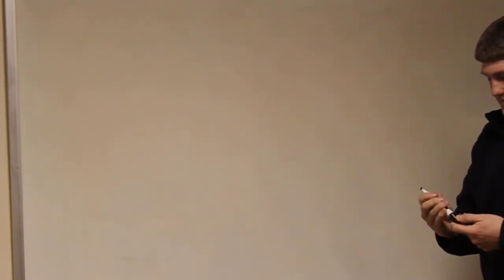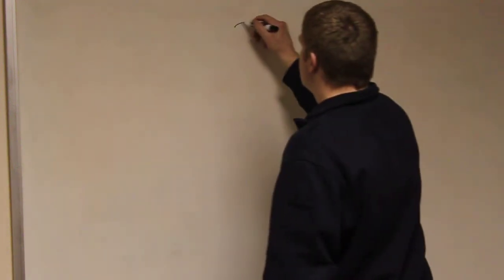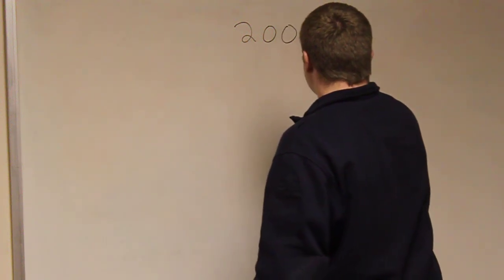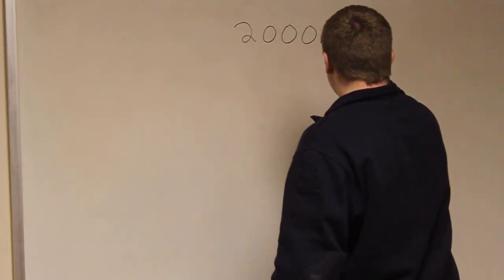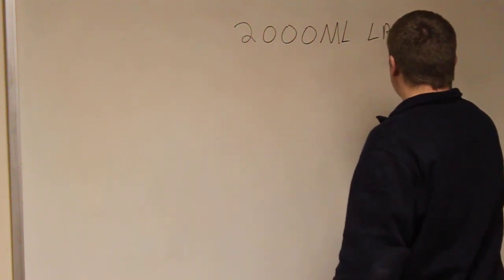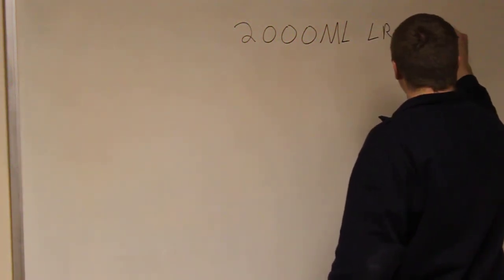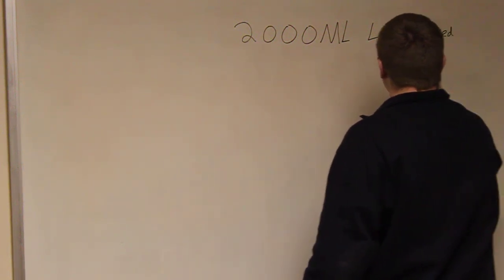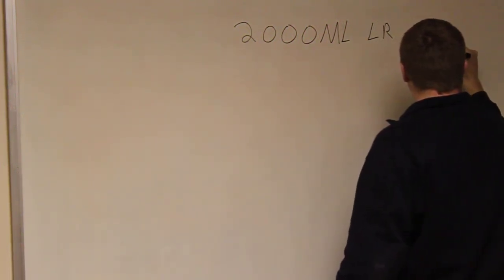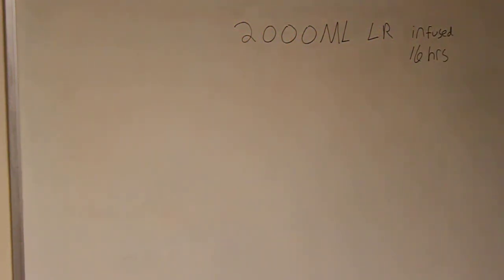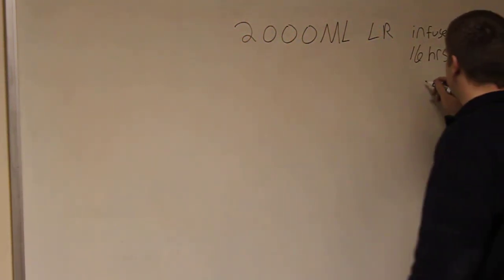Okay, are you ready? Yep. All right. Let me get to where I'm ready. So let's go ahead and do some drip sets first. You have 2,000 milliliters of lactated ringers to be infused over 16 hours. Your drip set is a 10 drop per milliliter set.